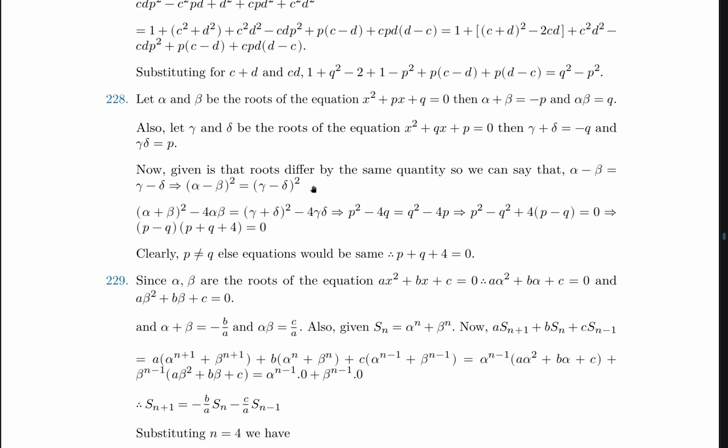Once we have that, we square it and we write this as alpha plus beta whole square minus 4 alpha beta is equal to gamma plus delta whole square minus 4 gamma delta. That means p square minus 4q is equal to q square minus 4p. We bring everything to the left hand side, we get p square minus q square plus 4 into p minus q is equal to 0. We take p minus q common, then it becomes p plus q plus 4 is equal to 0. Clearly p is not equal to q, because if p is equal to q, then it won't work. Okay, so the other part has to be equal to 0, that is p plus q plus 4 is equal to 0.